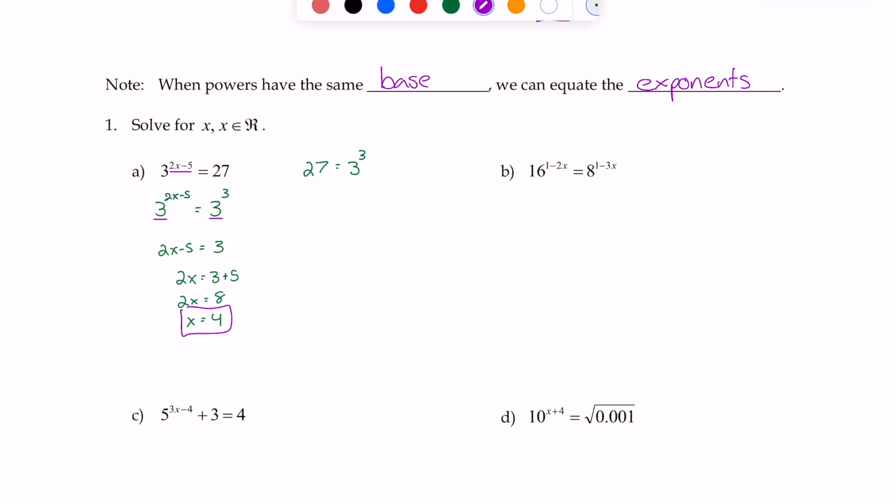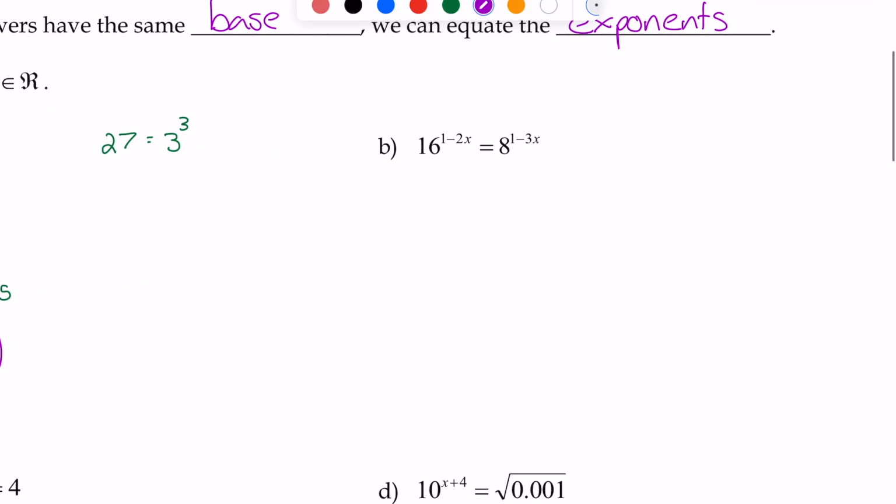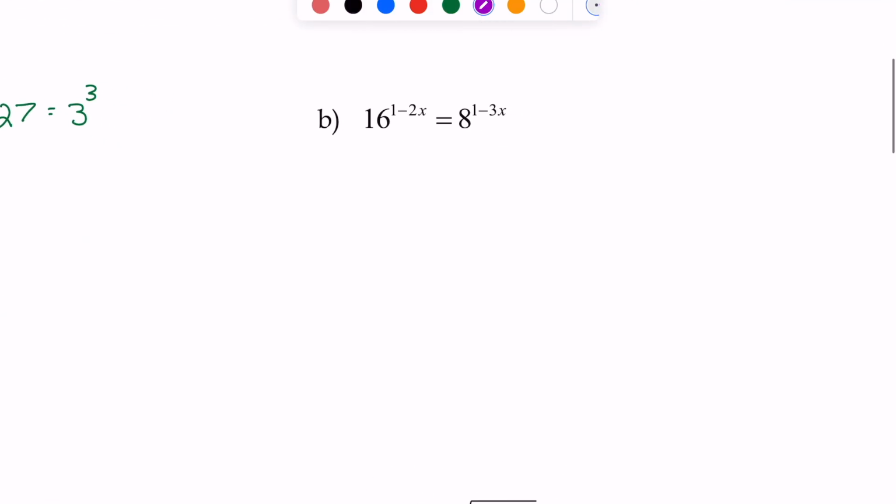B, 16 to the power of 1 minus 2x equals 8 to the power of 1 minus 3x. So we need same bases because the unknown is in the exponent. We need to set up this problem in a way that we can set the exponents equal to each other to solve it. In order to set the exponents equal to each other, it's like working backwards, you need to have same bases.